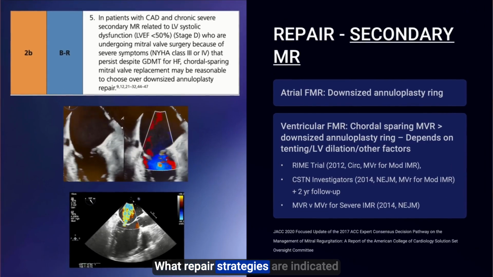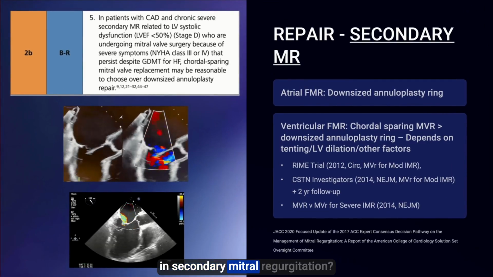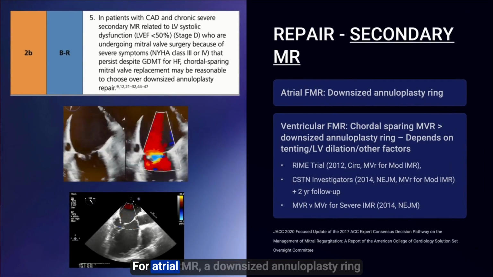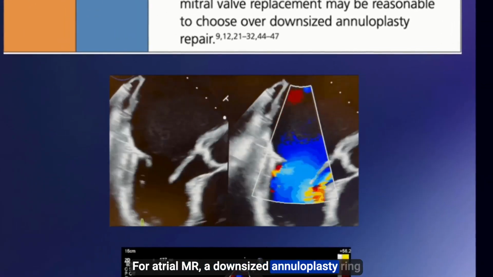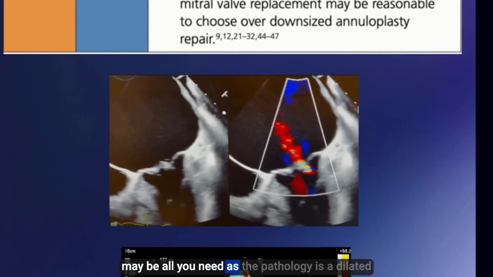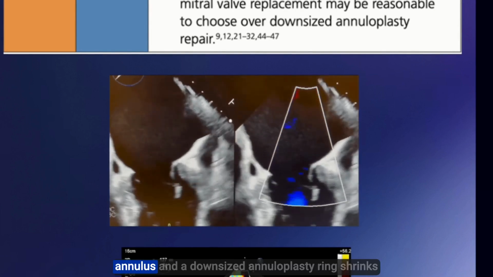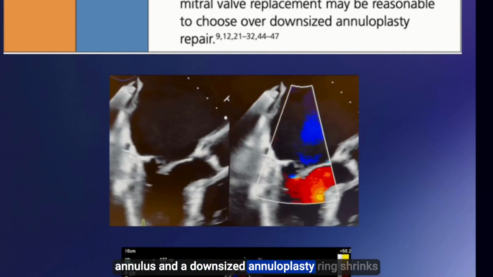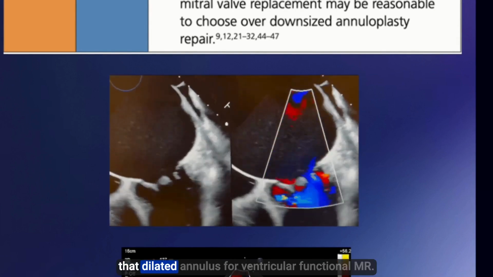What repair strategies are indicated in secondary mitral regurgitation? For atrial MR, a downsized annuloplasty ring may be all you need, as the pathology is a dilated annulus, and a downsized annuloplasty ring shrinks that dilated annulus.